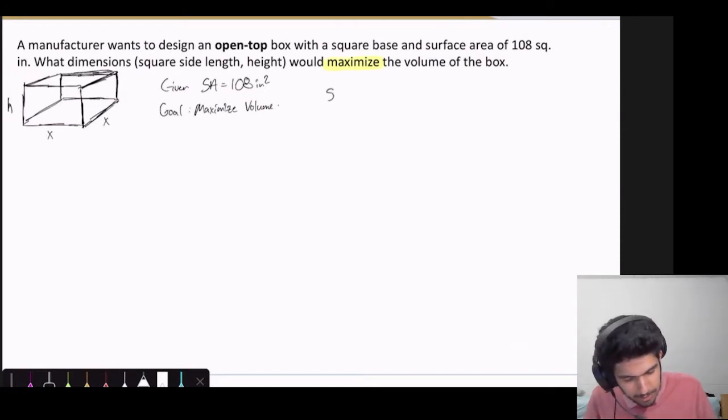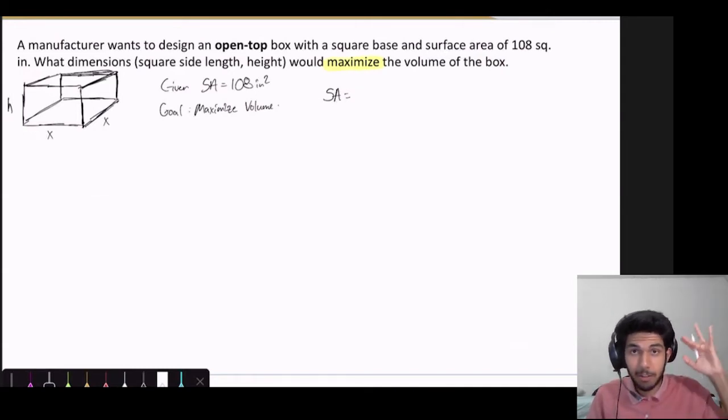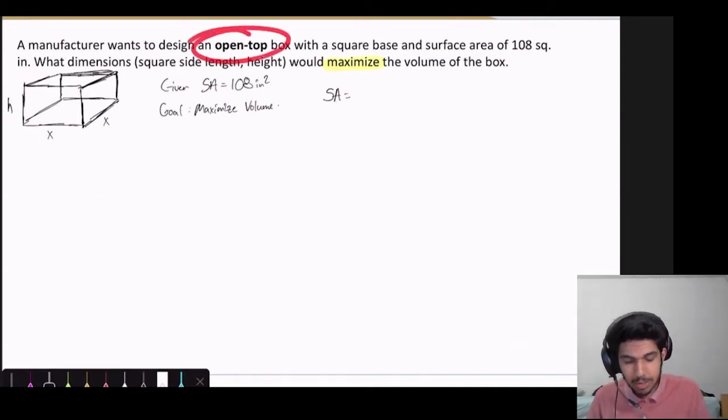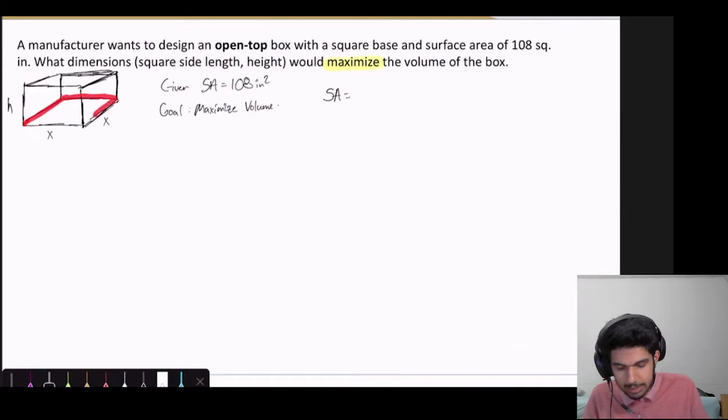So surface area is equal to the sum of the areas of the 5 sides. Keep in mind there are 5 sides because it's open top. Let's start with the bottom side. That's this bottom square here. So that has area of x squared, so x times x.